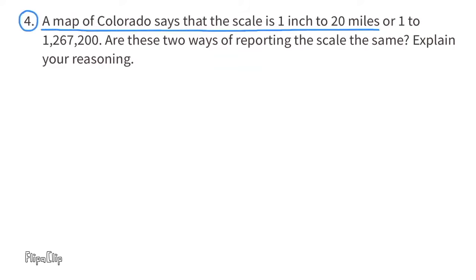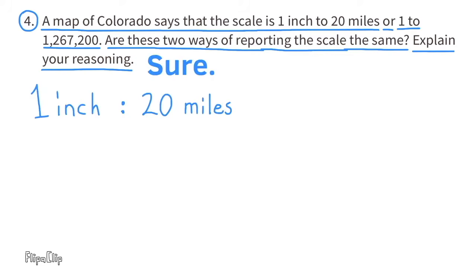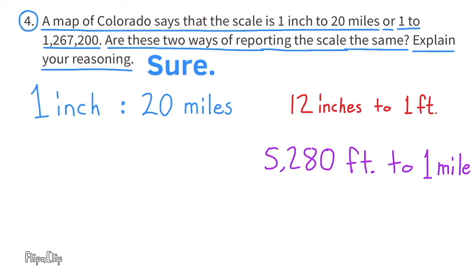Number 4. A map of Colorado says the scale is 1 inch to 20 miles, or 1 to 1,267,200. Are these two ways of reporting the scale the same? Explain your reasoning. Sure they are, and let me try to explain why. They started out by saying that the scale is 1 inch to 20 miles, and I already know that there are 12 inches to 1 foot. And I looked it up and discovered that there are 5,280 feet to every mile.